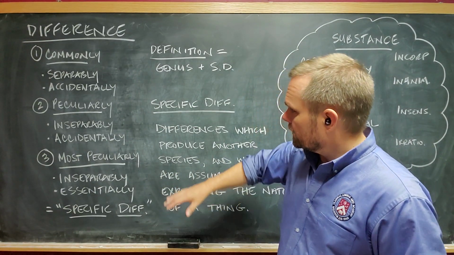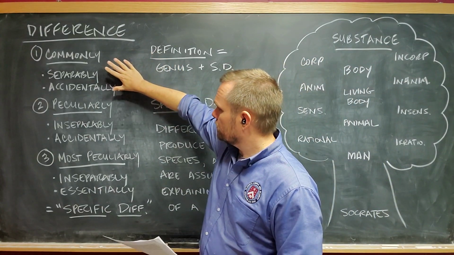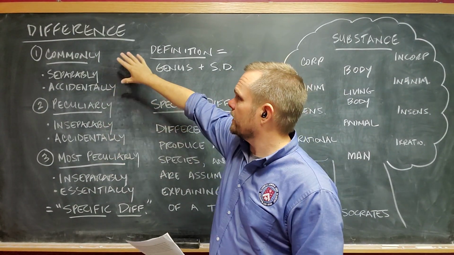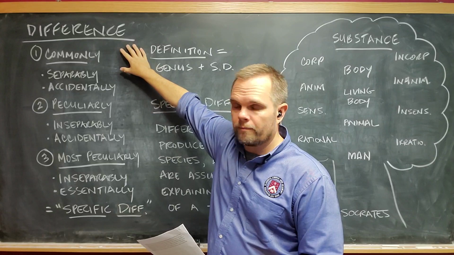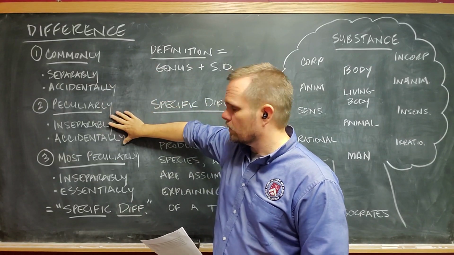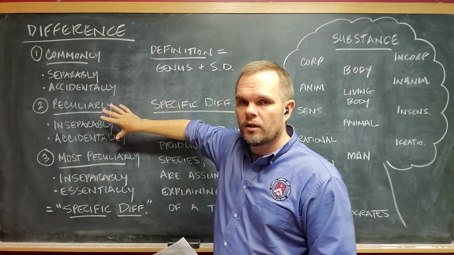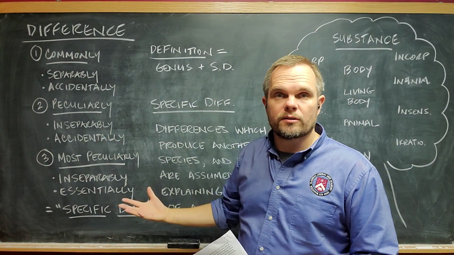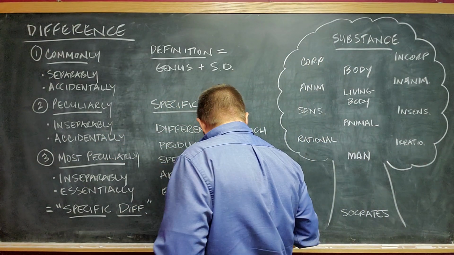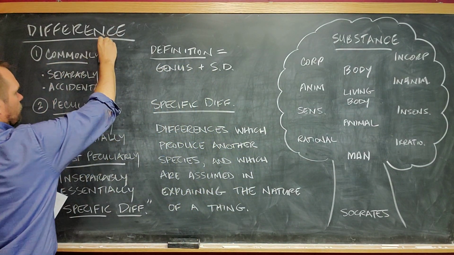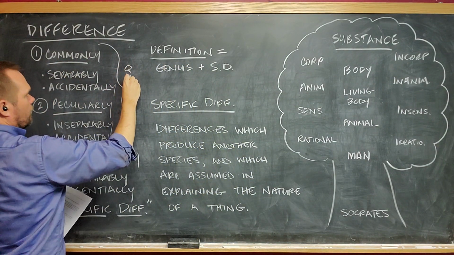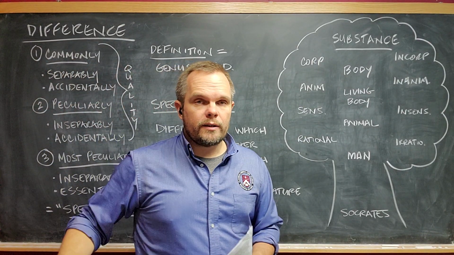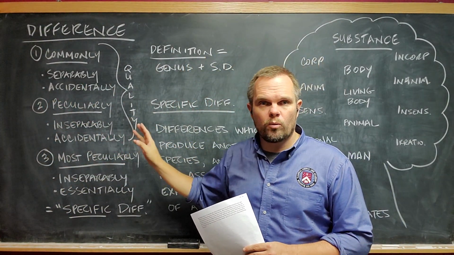Okay? So we have here, pretty simply, easy to understand, three different ways in which things are said to differ from one another. The first two, what's important to know, are not the kinds of difference that we're interested in in our study of reasoning. These both have to do with quality.